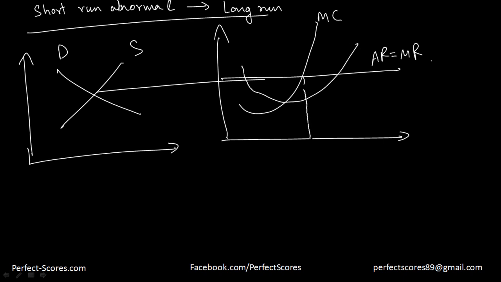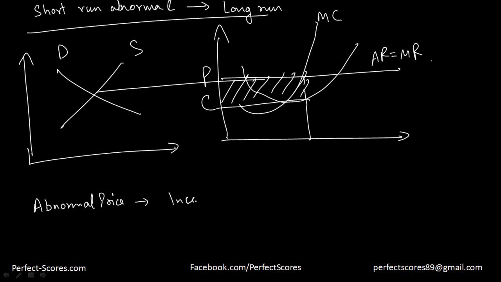So this is the price and this is the cost, and these are the abnormal profits. Now, since few firms in perfect competition are enjoying abnormal profits, this will actually give incentive for new firms to join.